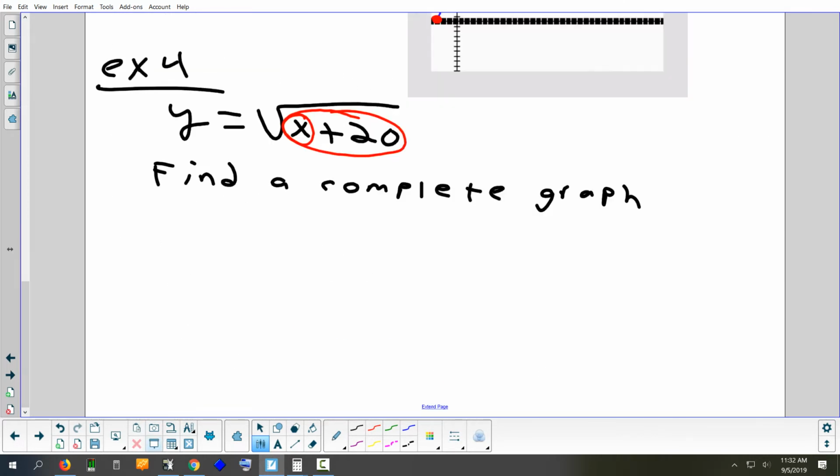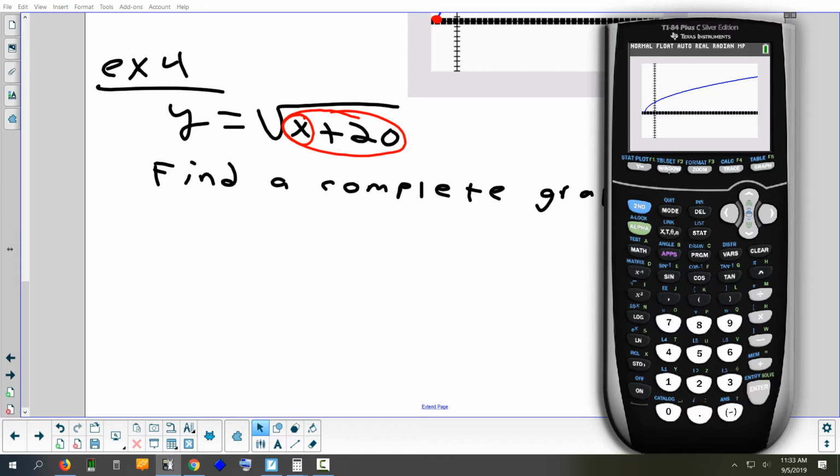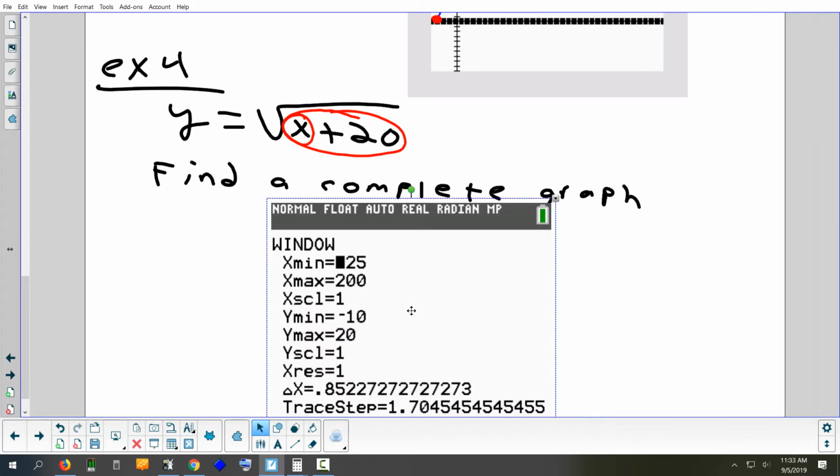Any questions on that? So we found a complete graph. Okay, we did it. So what do we write down? Let's just write down this. That was negative 25. X min, X max, Y min, Y max. That's all you have to write.